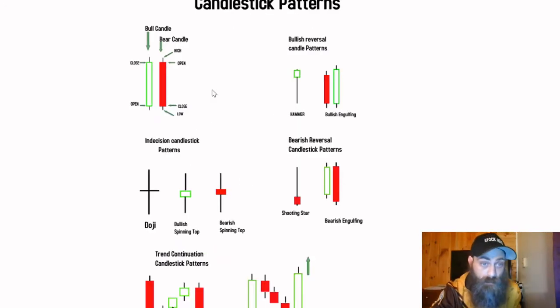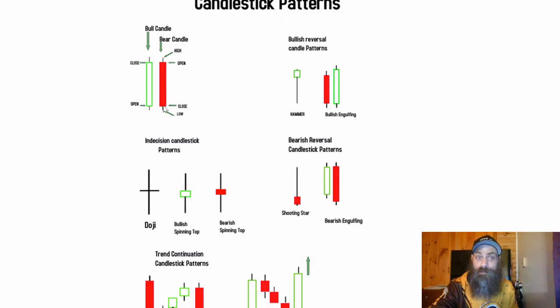All right, so let's do a real quick recap for those of us who are just starting to learn. These green candles are going to be your bullish candles. Your red ones are going to be your bearish candles. Your bullish candles are always going to open at the bottom and close at the top. Your bearish are always going to open at the top and close at the bottom.